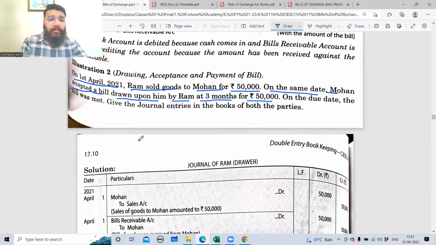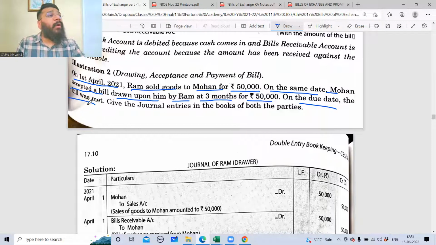Now guys, what are they telling? On the due date, the bill was met, which means on the maturity date, the bill was honored. Give the journal entries in the books of both the parties. So please tell me guys, who is the seller and who is the buyer? Ram is the seller. Yes, and Mohan is the buyer.